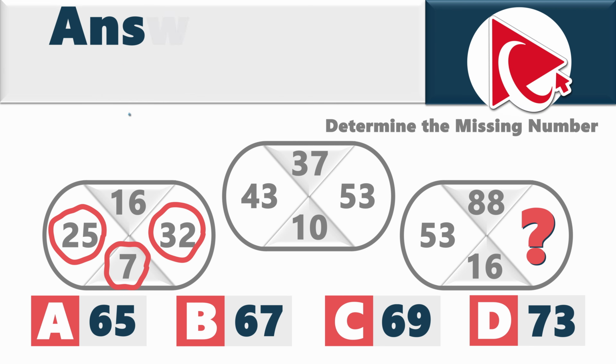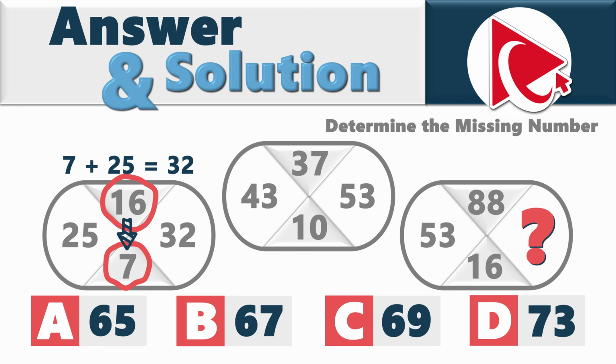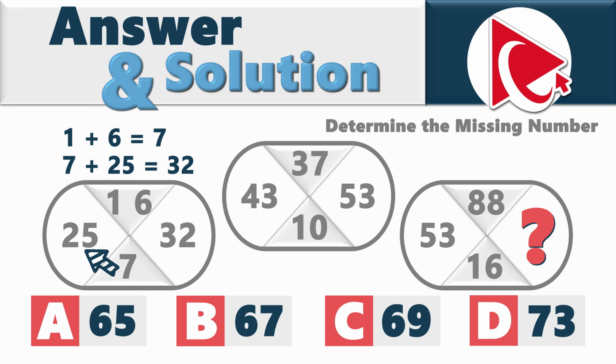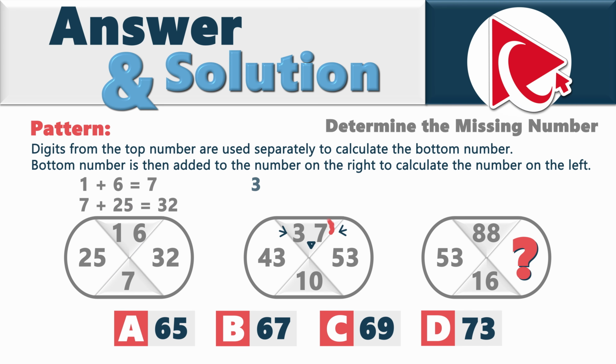If you look at the hint I gave you, 7 plus 25 does equal 32. And to get to 7, we need to use the upper number on the top of the shape. And we would need to use each digit independently. 1 plus 6 equals 7. 7 plus 25 equals 32. Let's confirm this pattern with the middle number. 3 plus 7 equals 10, and 10 plus 43 equals 53.